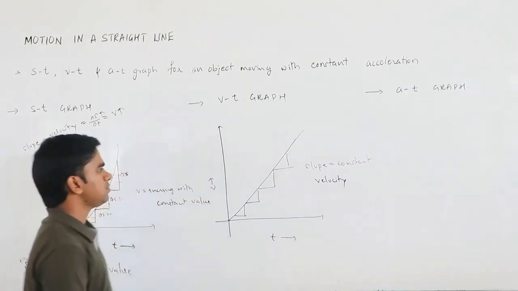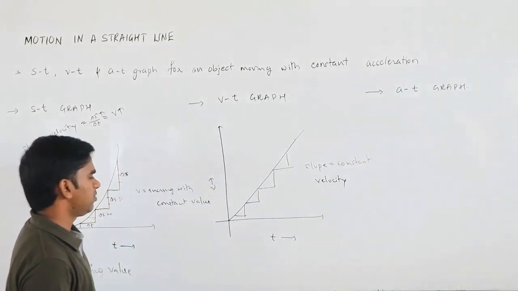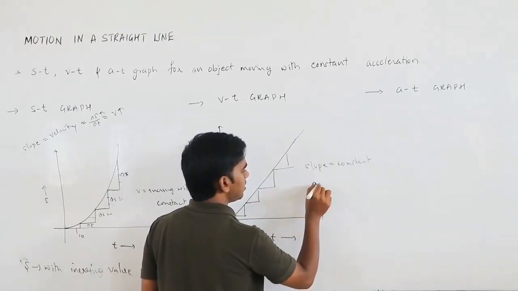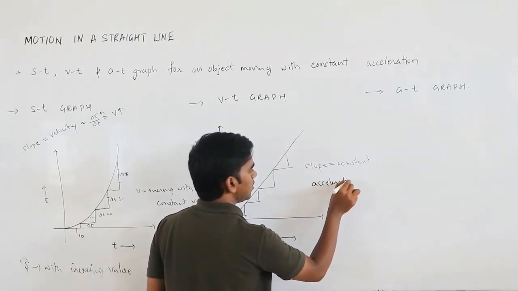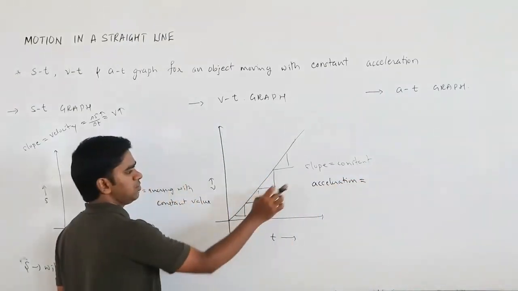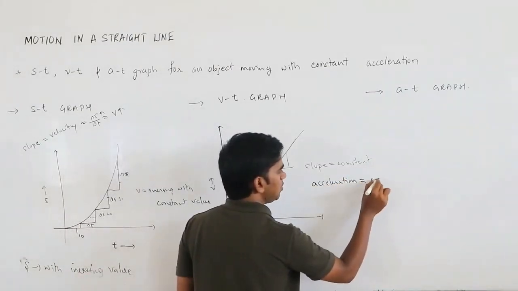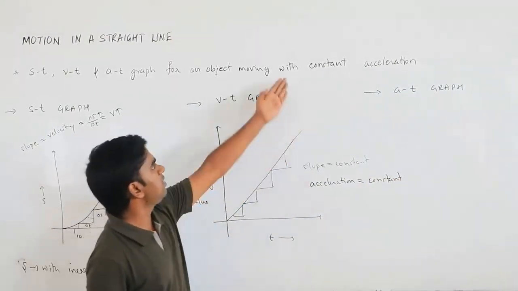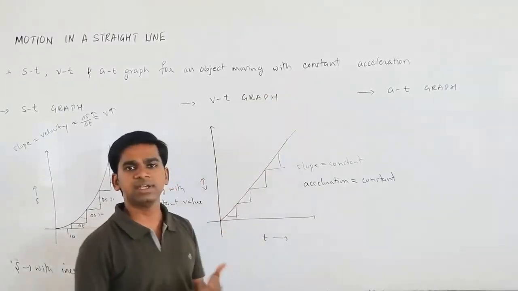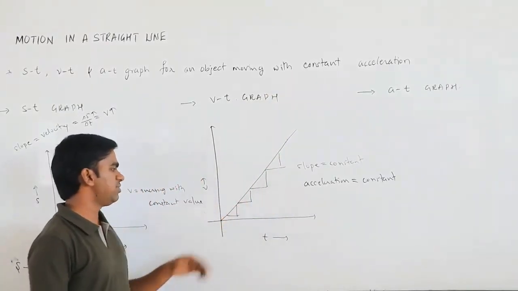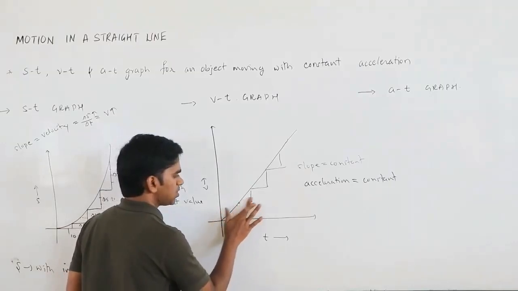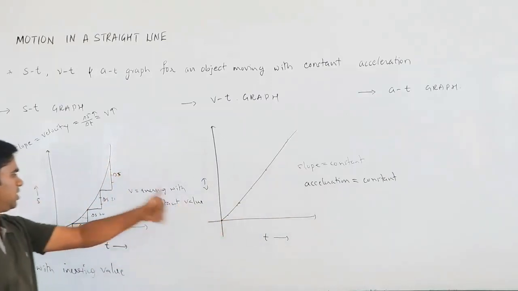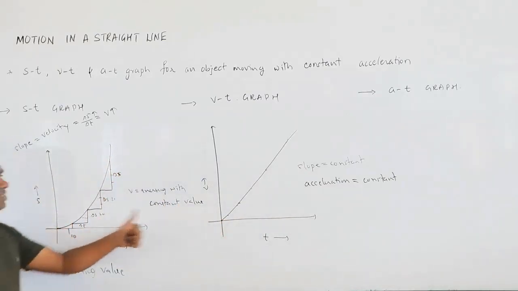It will not give you velocity, it will give you the acceleration. So the slope of the VT graph gives you acceleration. So acceleration is going to be constant. That is what we wanted: an object moving with constant acceleration. So obviously this graph is giving you some constant acceleration. So for that, the position-time graph should be like this, and the velocity-time graph should be like this.